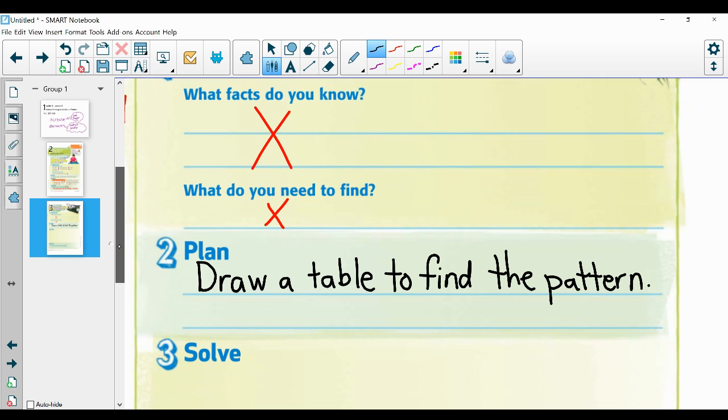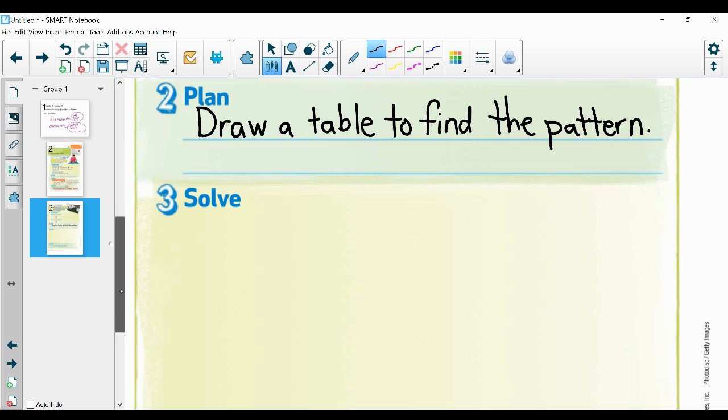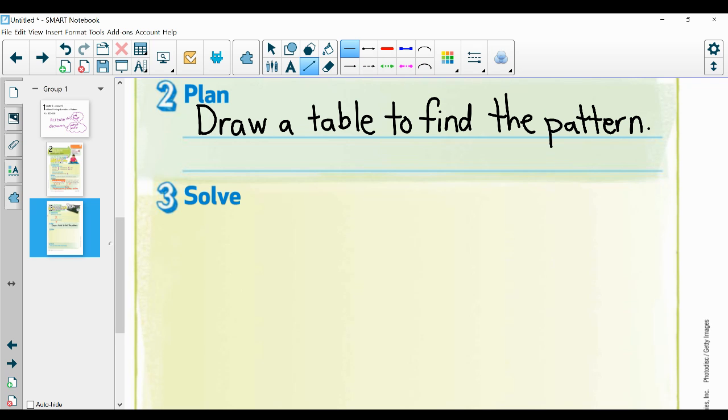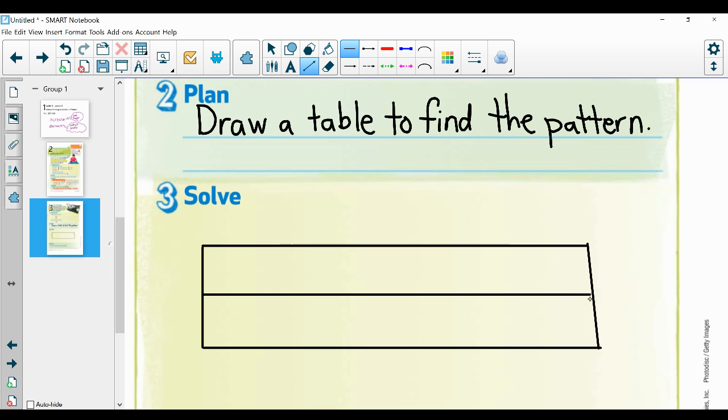Okay. So now I'm going to solve it. So I'm going to make a table. I don't know how many boxes I'm going to need yet. So I'm just going to make a rectangle. I know I'm going to have days on the top, and I'm going to have money on the bottom. So I'm going to label that days here and money down here because he's earning money.